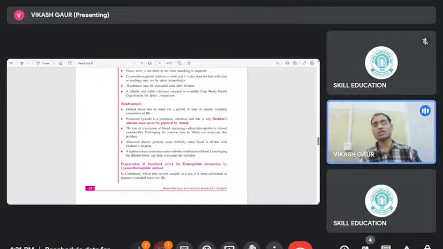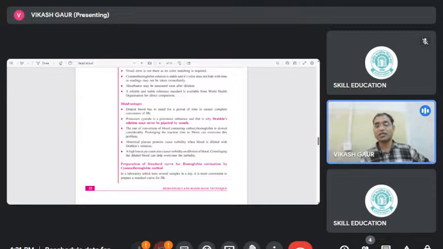Abnormal plasma proteins cause turbidity when blood is diluted with the Drabkin solution. A high leukocyte count also causes turbidity on dilution of blood. Centrifuging the diluted blood can help overcome the turbidity. We can centrifuge the sample before the test if it has any turbidity.